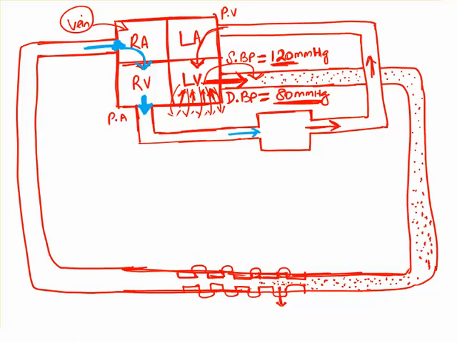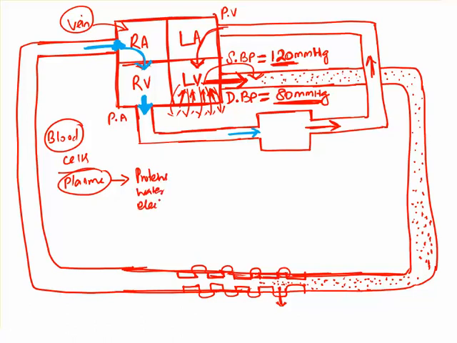What is the fluid name in the blood? Plasma. It is called plasma. So let us discuss blood here. The blood contains what? Cells and plasma. Plasma contains what? It contains proteins, water, electrolytes, and it contains complement, fibrinogen, all. Okay, clotting proteins. It contains clotting proteins.